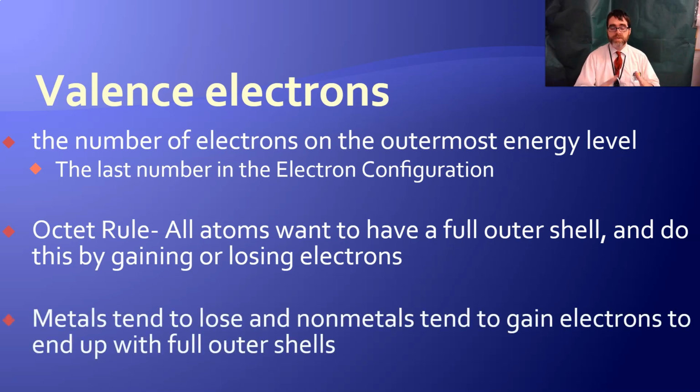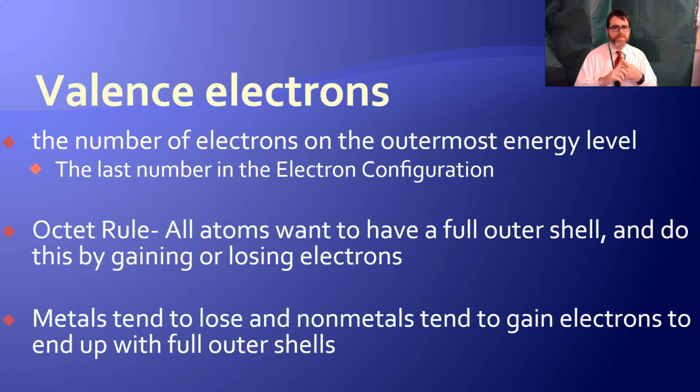So, the general pattern is that metals tend to lose electrons. That's usually because they have less than 4. And nonmetals tend to gain electrons because they tend to have more than 4. To end up with full outer shells, whether that is filling up and completing the current outer shell, or whether that is emptying out and getting rid of the current outer shell so that the lower shells are filled up.